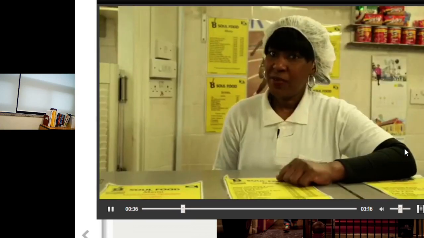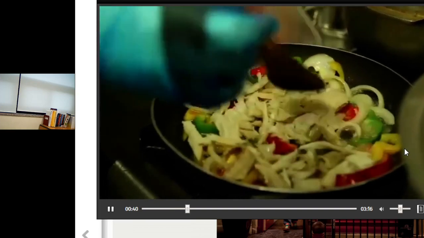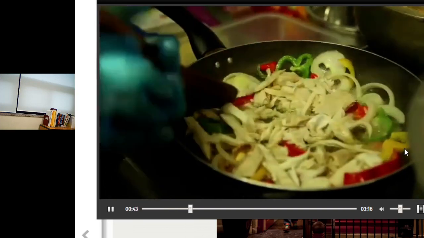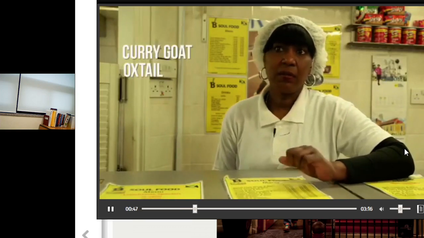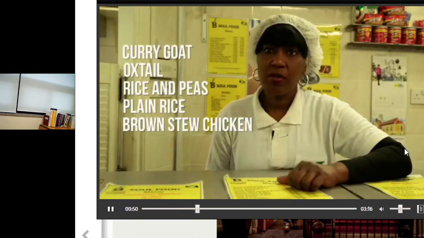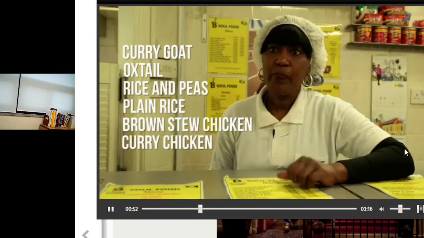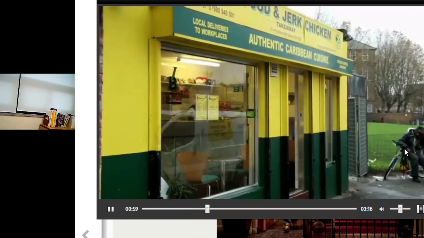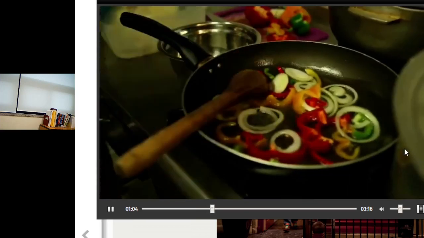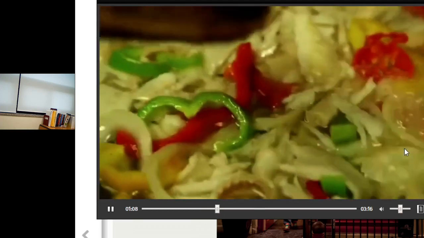My name is Jennifer. I'm 48 years old. Jennifer starts cooking at 5 o'clock in the morning. Every day I do on my own curry goat, oxtail, rice and peas, plain rice, brown stew chicken, curry chicken. For Jennifer, it's not just about the money. She makes her food with love and care. I'm doing it for profit, but the main thing is for them to get home-cooked meal, not just restaurant food.